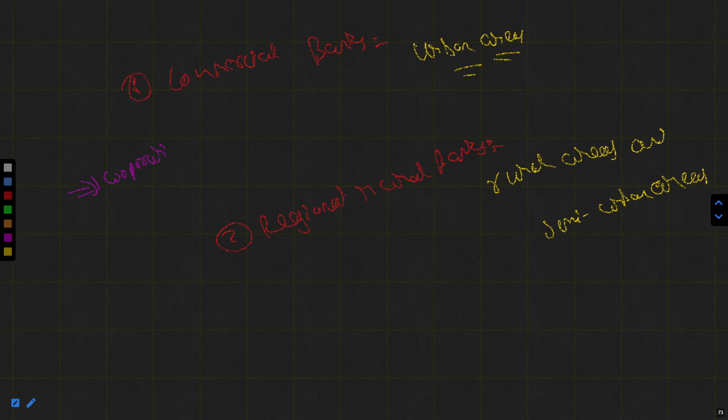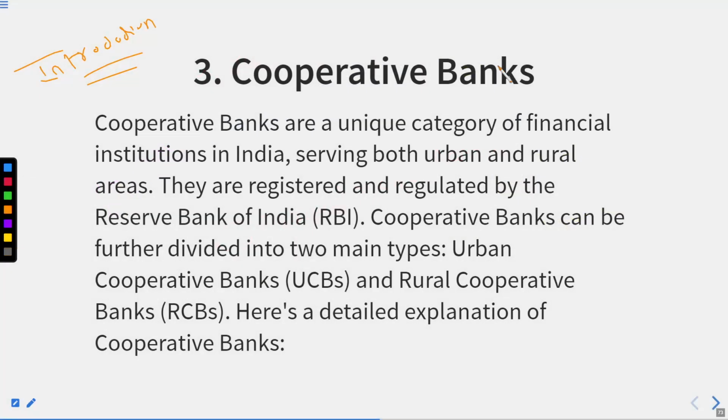But when we come to the cooperative banks, they focus on both areas, urban areas as well as rural or semi-urban areas. And after the amendment of 2020 in the BRA, they are registered and regulated by the Reserve Bank of India. Got it? So this is the general introduction about the cooperative banks.